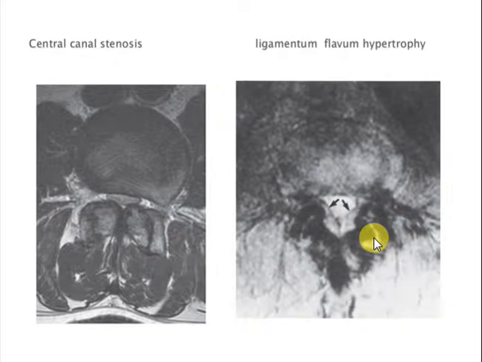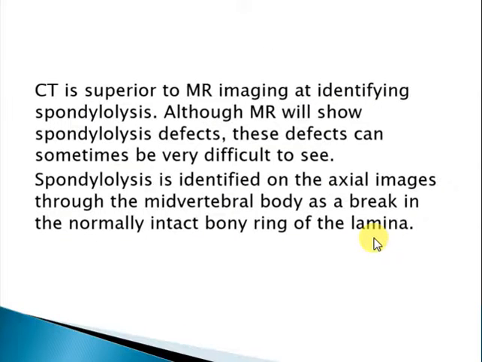Regarding spondylolysis, CT here will be more helpful than MRI in determining the spondylolysis. Although MRI will show spondylolysis defects, these defects can sometimes be very difficult to see. Spondylolysis is identified on the axial images through the mid-vertebral body. There will be a break in the normally intact bony ring of the lamina. The lamina is broken, and this will result in spondylolysis.